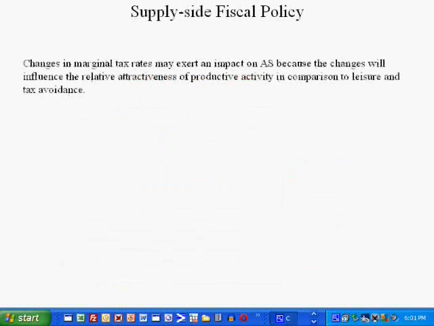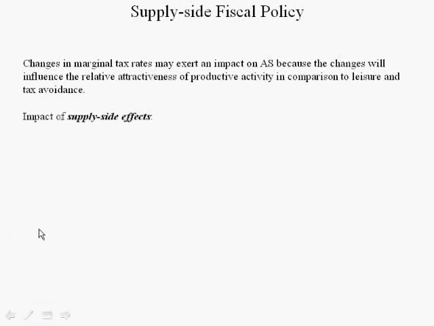Another approach to conducting fiscal policy is to focus on marginal tax rates. And people that do that are called supply-siders. Changes in marginal tax rates may exert an impact on aggregate supply because the changes will influence the relative attractiveness of productive activity in comparison to leisure and tax avoidance. The impact of supply-side effects usually take place over a lengthy period of time. Supply-siders are more concerned about long-run growth.